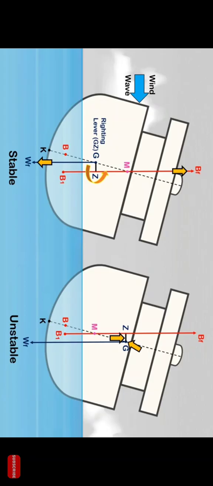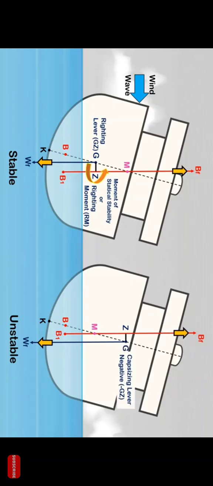This moment is called the moment of statical stability, known as the righting moment. In unstable conditions, when the ship is heeled at some angle, a capsizing lever is created at the high side of the ship. The weight force acts vertically downward through the center of gravity at the low side, while the buoyancy force acts vertically upward at the high side through the center of buoyancy, creating a moment that will tend to heel the ship further. This moment is called a capsizing moment.